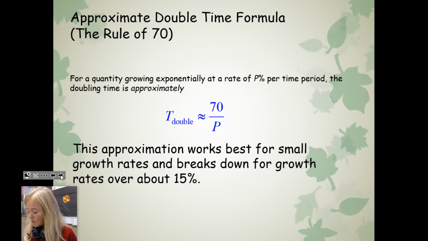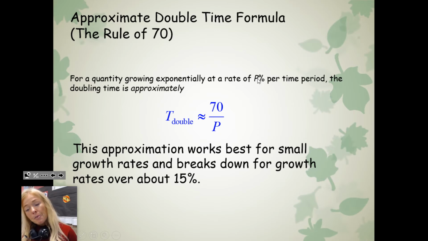All right, approximate double time formula. So now we have a new formula, which is a great formula. It's a formula for growing exponentially at a rate of p% per time period. The doubling time is approximately 70 divided by p. And that's given the percent. We don't change it to a rate at all. We just place that actual percent into the formula.